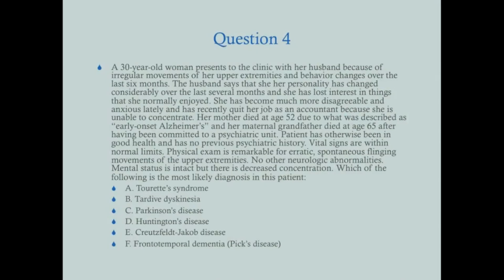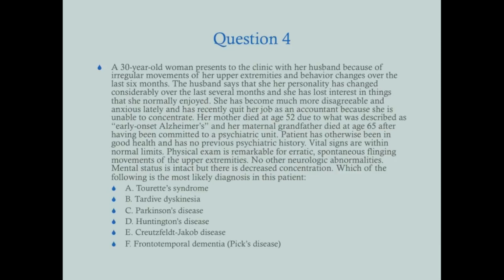Question 4 gives us a 30-year-old woman presenting to the clinic with her husband because of irregular movements of her upper extremities and behavioral changes over the last 6 months. The husband says that her personality has changed considerably over the last several months, and she's lost interest in things that she normally enjoyed. She's become much more disagreeable and anxious lately, and has recently quit her job as an accountant because she is unable to concentrate. Her mother died at age 52 due to what was described as quote-unquote early onset Alzheimer's, and her maternal grandfather, her mom's dad, died at age 65 after having been committed to a psychiatric unit. The patient has otherwise been in good health and has no previous psychiatric history.